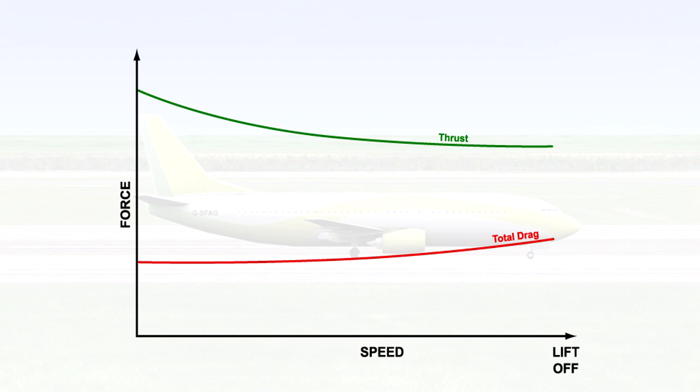At the start of the takeoff, you can see that there is a large margin of thrust in excess of the total drag. This is shown by the blue area between the drag and the thrust lines. This excess thrust is what is used to accelerate the aeroplane. Notice, though, that as the aeroplane gains speed during the takeoff, there is less and less excess thrust available, and therefore less acceleration.